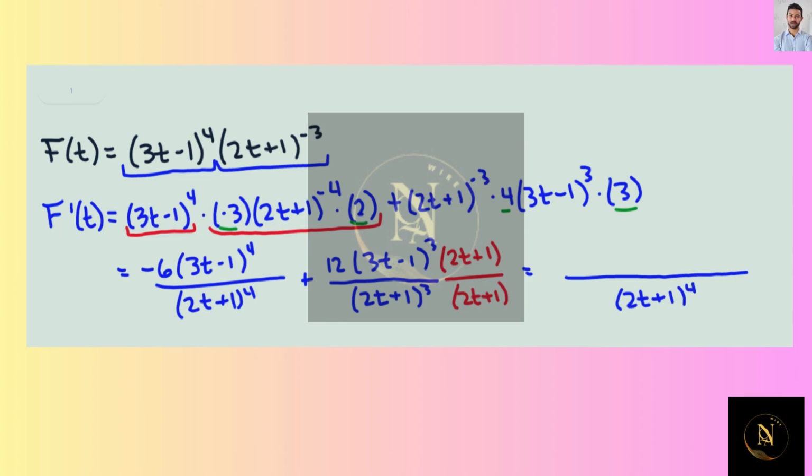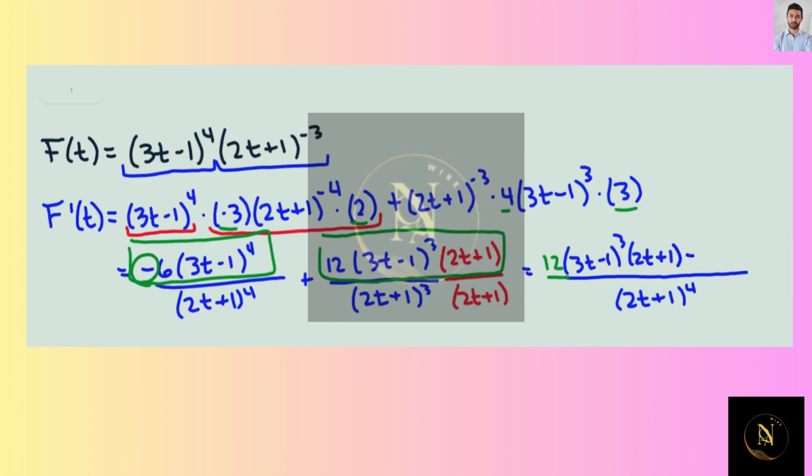And the numerator is going to be, now before I write it, notice that this first one has a negative sign. So if we switch the order and put the second numerator first and the first numerator second, then we can just put a minus sign in between. So we have 12 times (3t - 1)^3 times (2t + 1) minus 6 times (3t - 1)^4, all over the denominator. And there is our derivative.